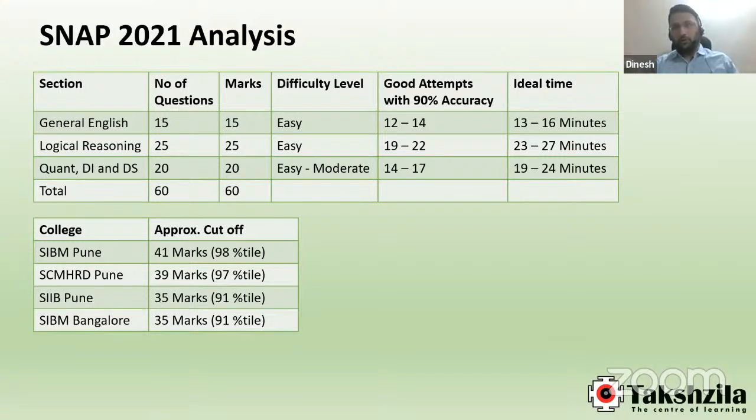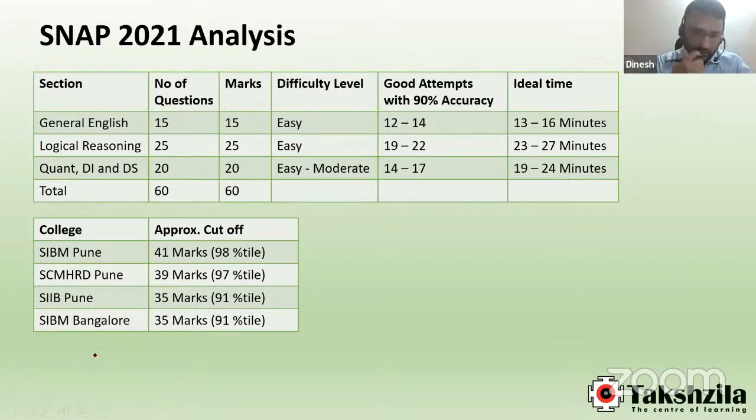The major difference between CAT and SNAP is the DILR section, everyone. In CAT, you will get a completely different DILR set, which you never went through during your preparation. But in SNAP and NMAT, you will get the traditional DILR sets. For example, bar graphs, pie charts, and line graphs in DI. And in LR, you will get sitting arrangements, selection, arrangements, decision-making questions, direct Venn diagram questions, and blood relations. These kinds of questions you will get.